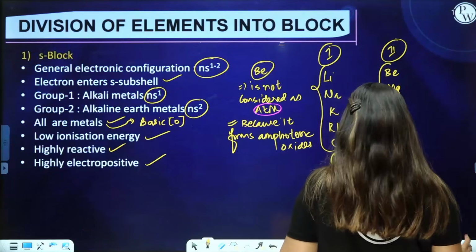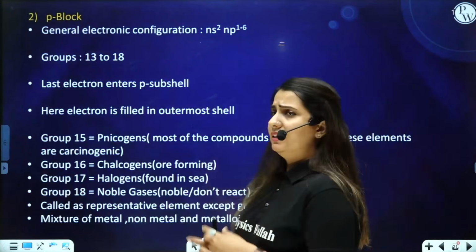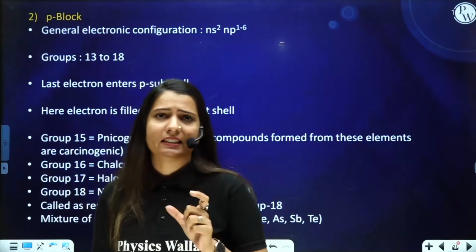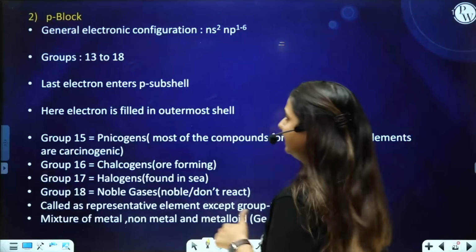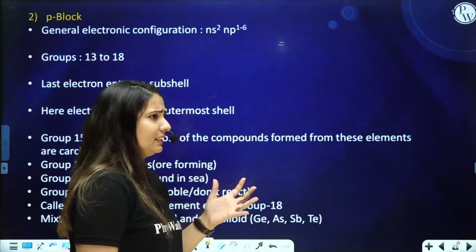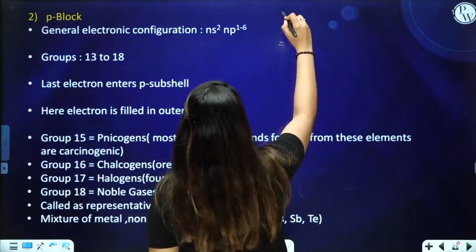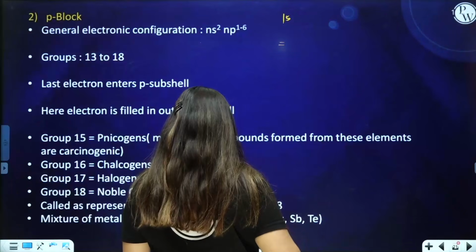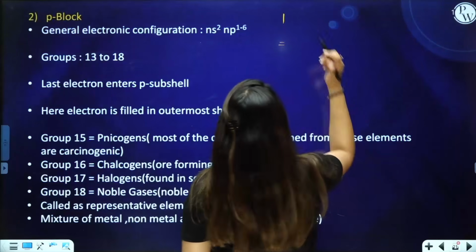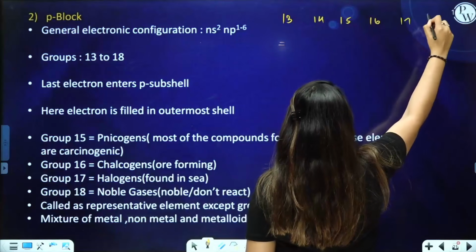After that, p block elements. The p block is a very big group of elements, present between groups 13 to 18. Remember very nicely, 13 to 18, right? The general electronic configuration is ns2 np1 to np6. It starts with p1 and ends with p6. So if you have group number 15, I should not start with 15, I should start with group number 13: 13, 14, 15, 16, 17 and 18.